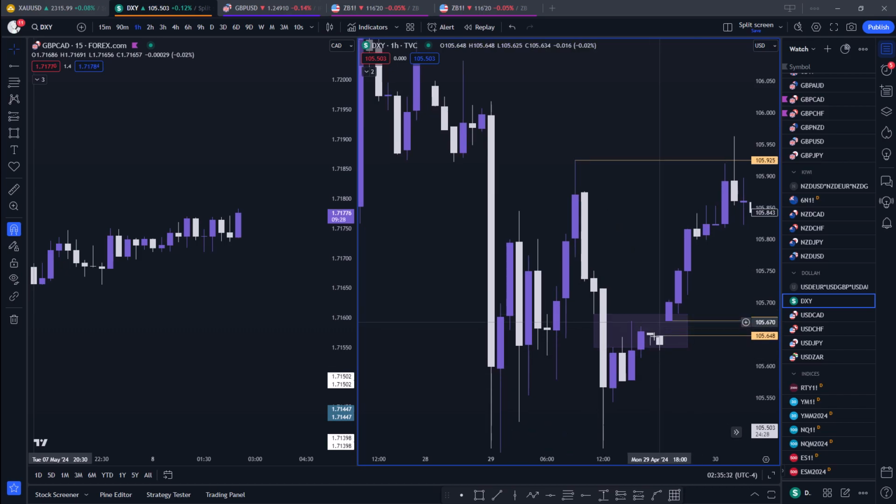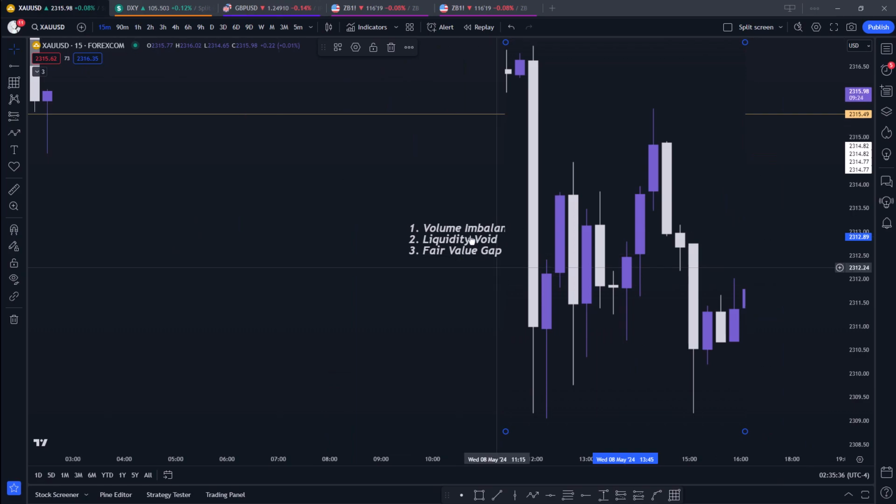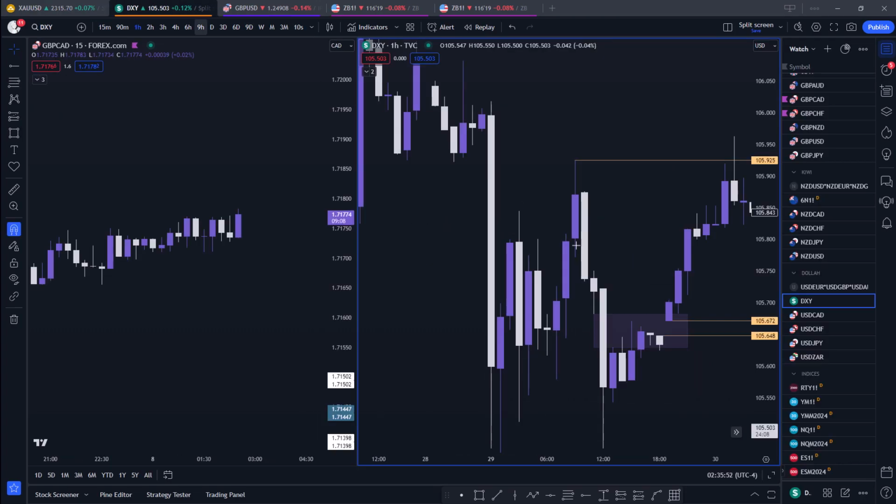But let's see if price is going to come to this liquidity void, because liquidity voids are the strongest draw on liquidity, then volume imbalances before fair value gaps. But fair value gaps are the easiest to identify, and you don't even need these two, to be honest with you. As long as you can identify a fair value gap, you will be able to make ends meet with this series that I'm teaching now. So pay more attention to spotting a fair value gap.